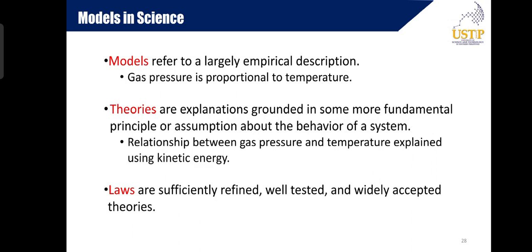For theories, theories are explanations grounded in some more fundamental principle or assumption about the behavior of a system. An example of that is the relationship between gas pressure and temperature explained using kinetic energy. So theories, as we all know, are explanations grounded in some principle, while laws are sufficiently refined, well-tested, and widely accepted theories. When you say theories, there are still many explanations needed in order to make a certain assumption true, but a law is a universal truth. It is automatic. When you say law, it's there. It's final. But a theory still needs to be backed up with explanations and assumptions in order for you to be able to explain a certain behavior of a system.